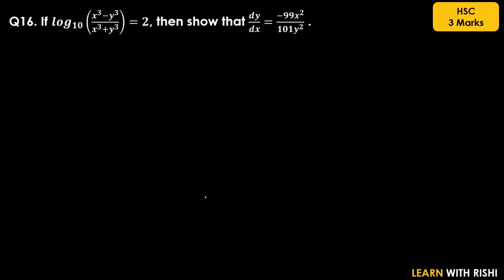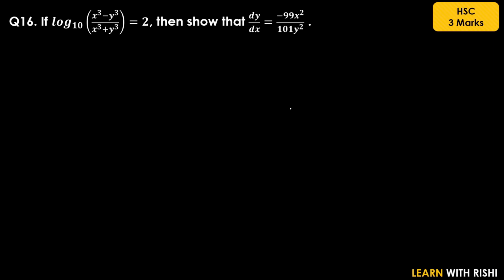Question number 16. If log of x cube minus y cube upon x cube plus y cube to the base 10 is equal to 2, show that dy by dx is equal to minus 99x square upon 101 y square. So in this type of question, first we convert log into exponential form. So how to convert log into exponential form?